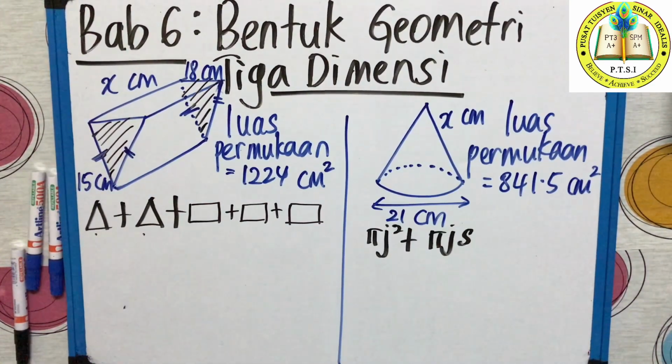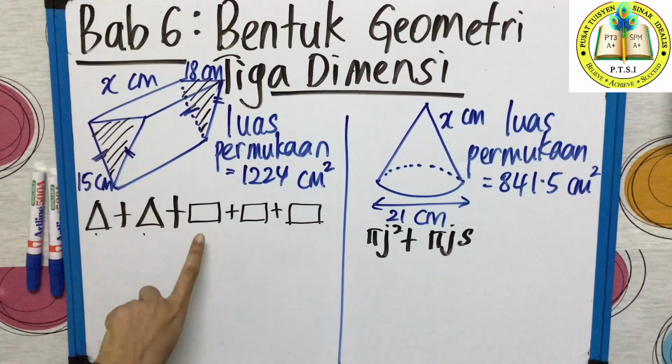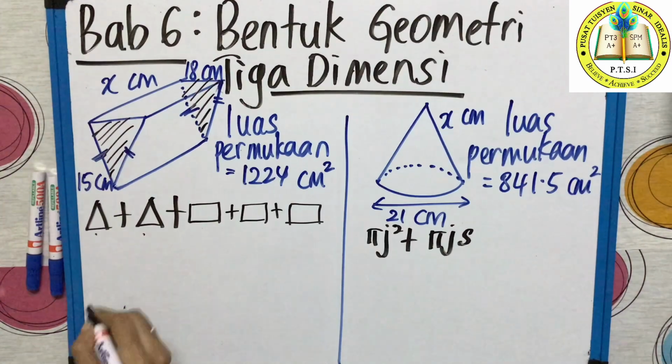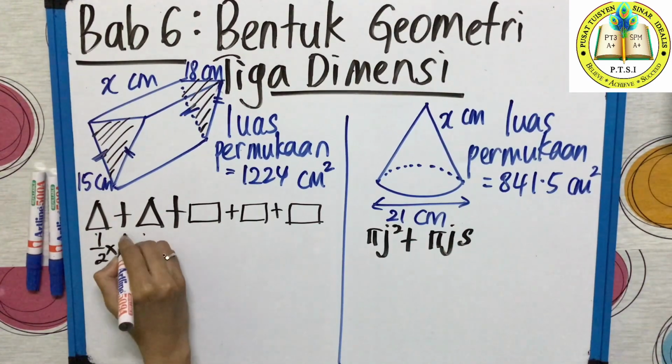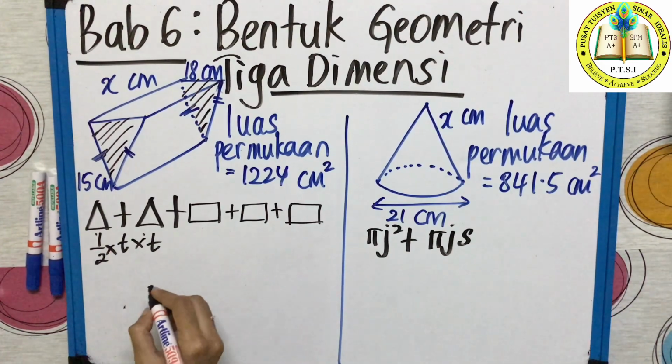And remember very clearly class, tak semestinya tiga segi empat ni sama size. This is where students will make a mistake. Two triangle is same, okay. Tapi tiga segi empat tepat ini tak sama. Sometimes it is same, sometimes is different. You have to take note. Okay, sekarang cikgu tunjuk segitiga. Apa luas untuk segitiga? The formula 1/2 times base times height. 1/2 kali tapak kali tinggi.